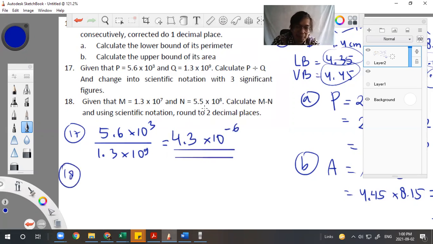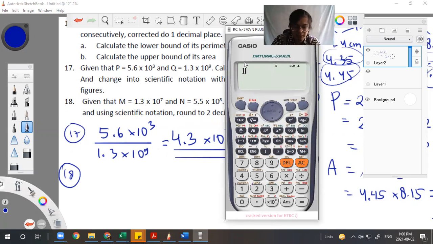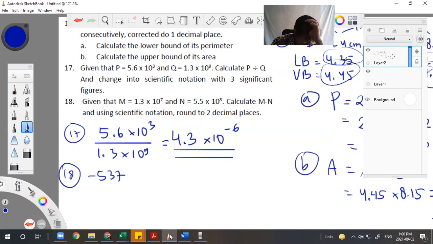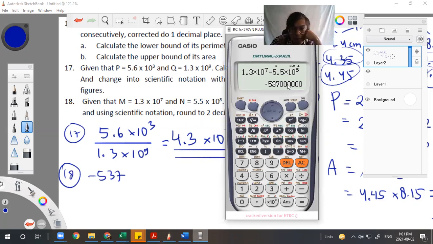Again, M minus N. Okay, put in M first, what is it? So the value of M is 1.3 times 10 to the power of 7, subtract by 5.5 times 10 to the power of 8. Okay, oh, it's ugly. It's okay, write negative 537 first. How many zeros are there? Let's see. There are 1, 2, 3, 4, 5, 6.